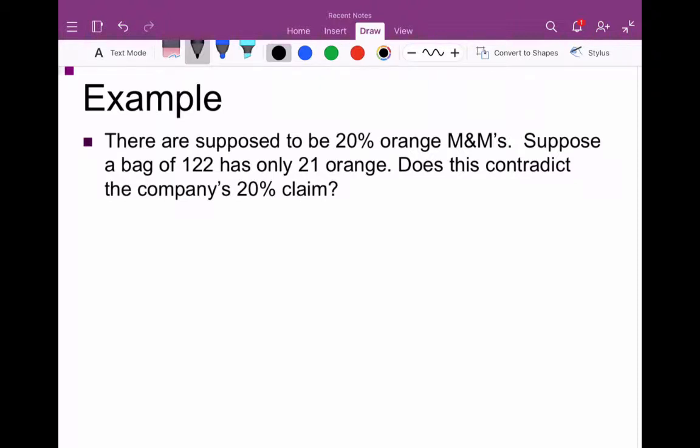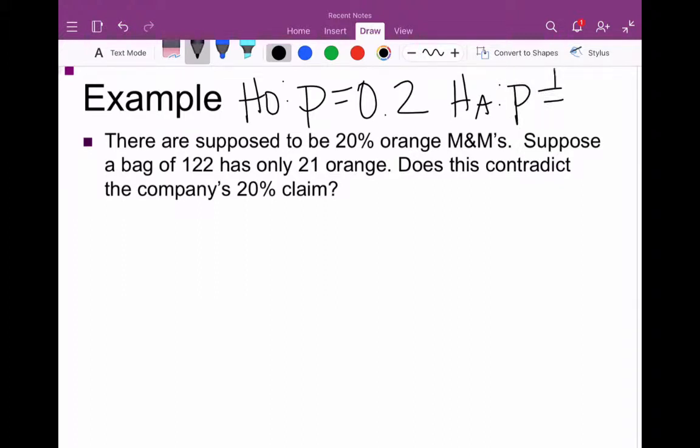Our first step is going to be to state our null and alternative hypotheses. Our null hypothesis is going to be what the company is claiming at 20%. So p equals 20%. Our alternative, because we're only trying to determine if it's a contradiction, we're not interested in if it's increased or decreased specifically, just that it's different. So in this case, our alternative is that p is not equal to 20%.